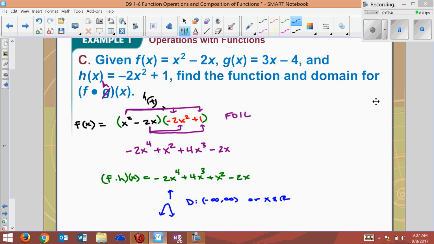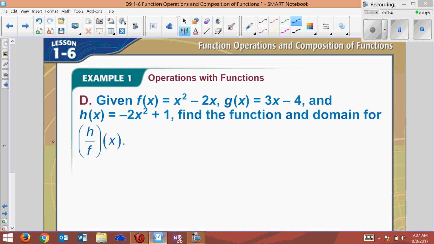Now I have one more here. And this time, I'll make sure we do these properly. It's h divided by f. All right? So when I write that out, I would put h on top. This time, I'm just going to write down the function, which is negative 2x squared plus 1. And that would be divided by f, which is x squared minus 2x.